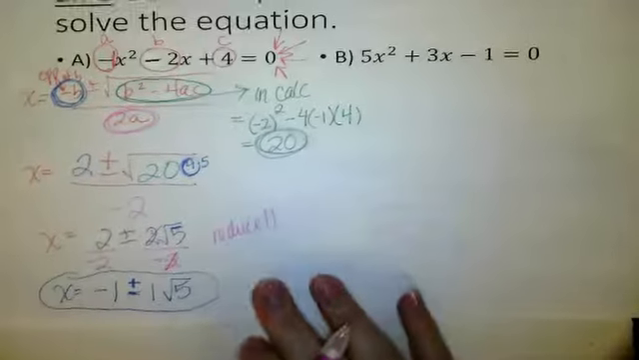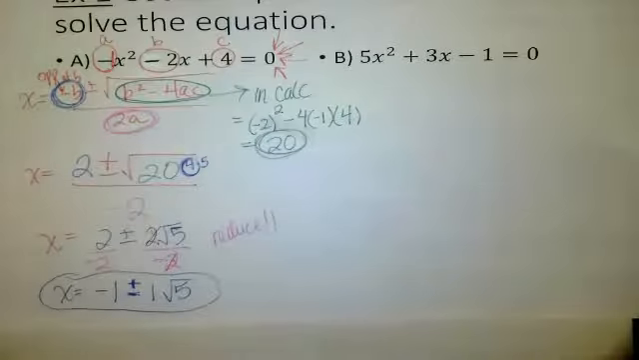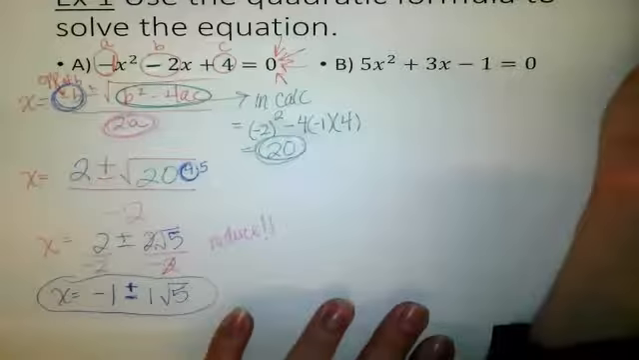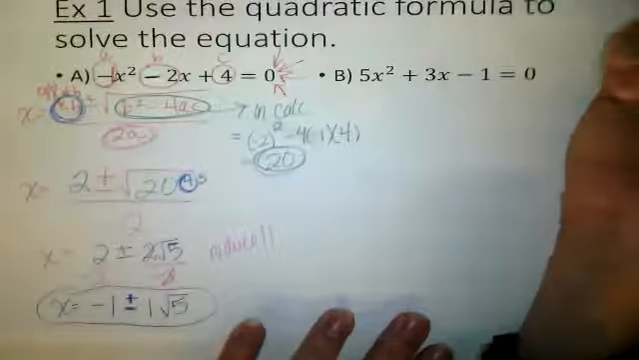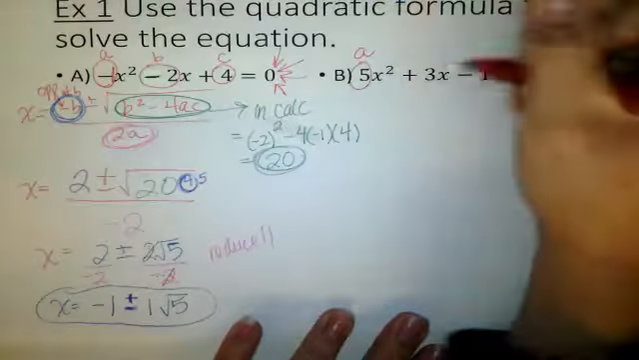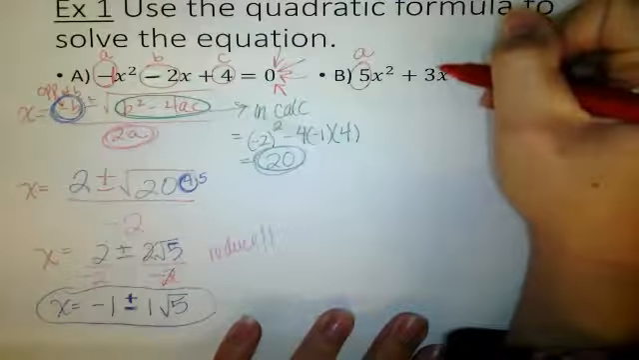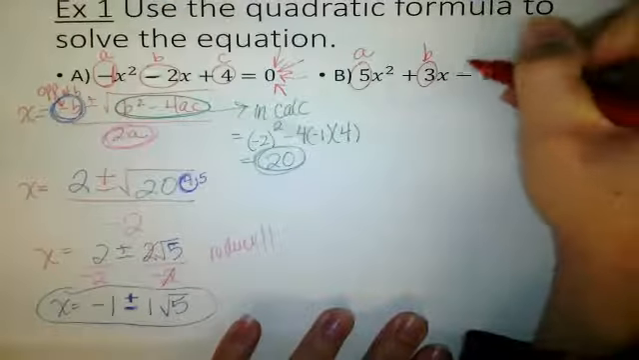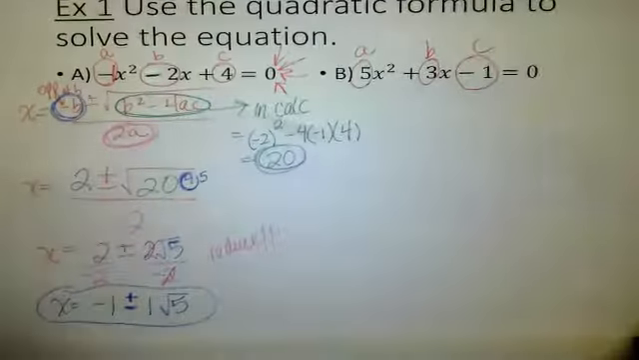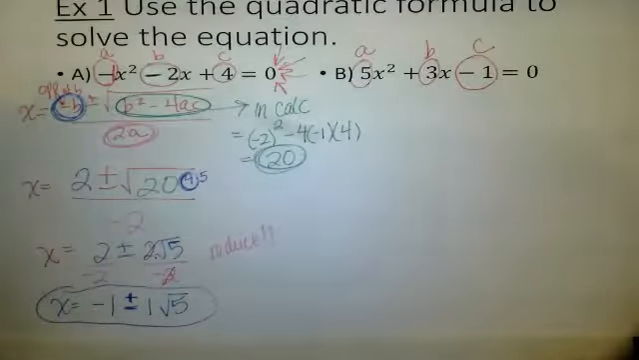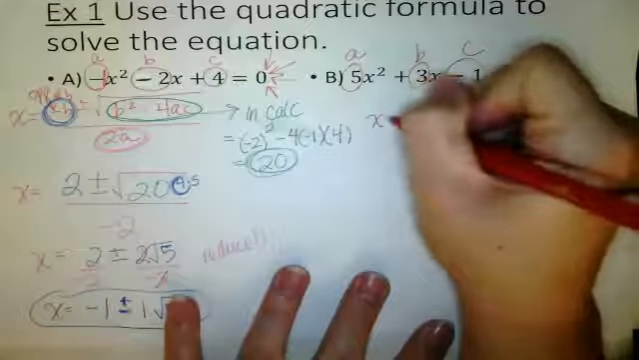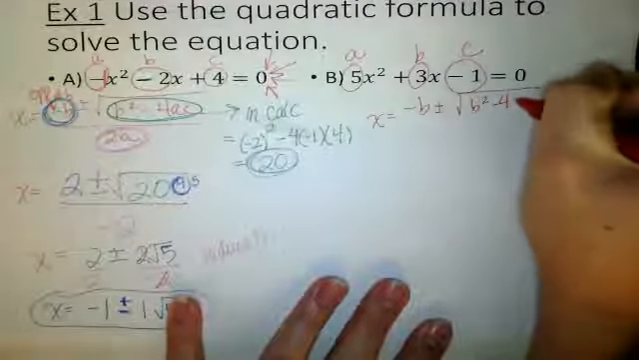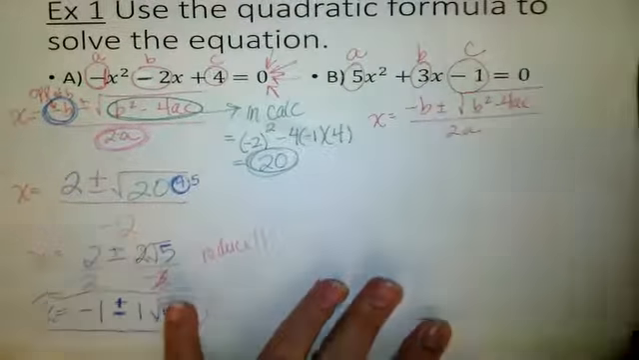5x squared plus 3x minus 1 equals 0. What's our A value? What's the A? 5. What's the B? 3. And what's the C value? Negative 1. So I'm going to take those values and plug them into my quadratic formula, which is x equals the opposite of b plus or minus the square root of b squared minus 4ac all over 2a.